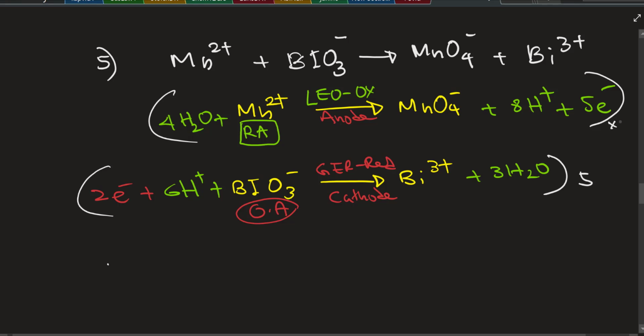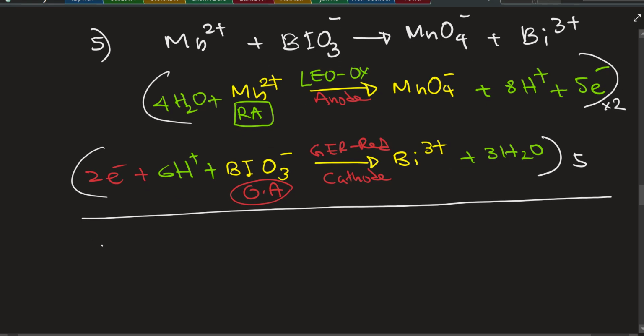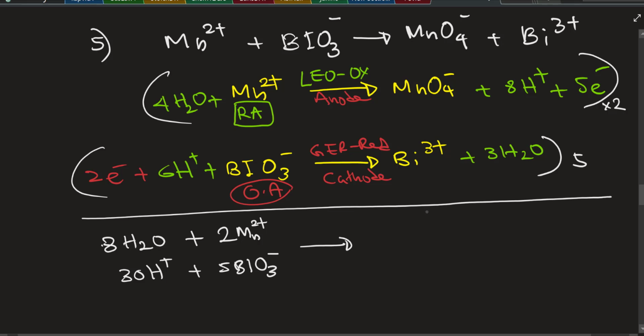Now here, balancing the electrons, 2 here, 5 there. So 5 times 2, 2 times 5. So that makes sense, right? So multiply each equation by 2 on the top, and the bottom is 5. And that means the top one, you get 8 water, 2 Mn2 plus. And you have more, 5 times 6. That means 30 H plus protons and 5 BiO3 minus.